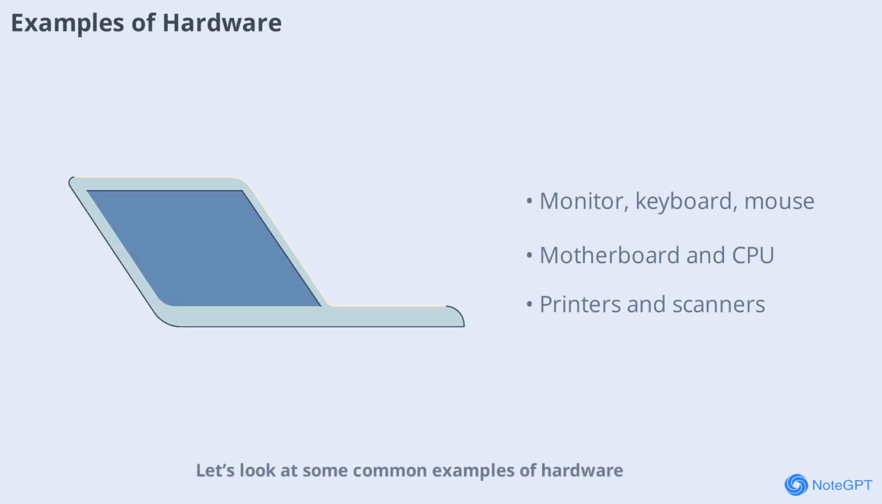Let's look at some common examples of hardware. The monitor displays information visually, while the keyboard and mouse allow you to interact with your computer. Inside the case, you'll find the motherboard, which connects all components, the CPU that acts as the brain, and storage devices like hard drives or SSDs. Other hardware includes printers, scanners, and external drives. Each piece of hardware has a specific role, and together they create a complete system ready to perform tasks.